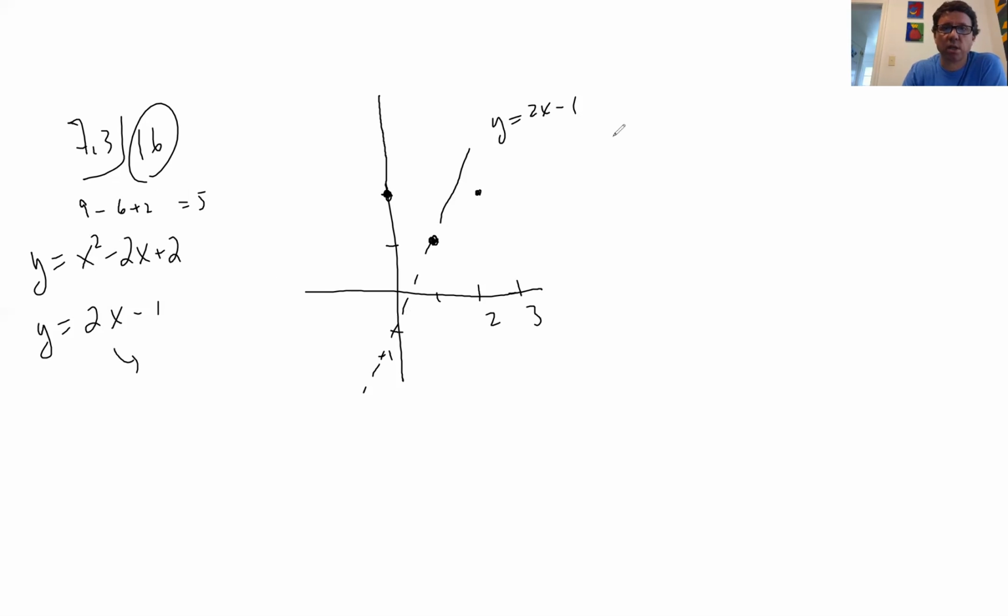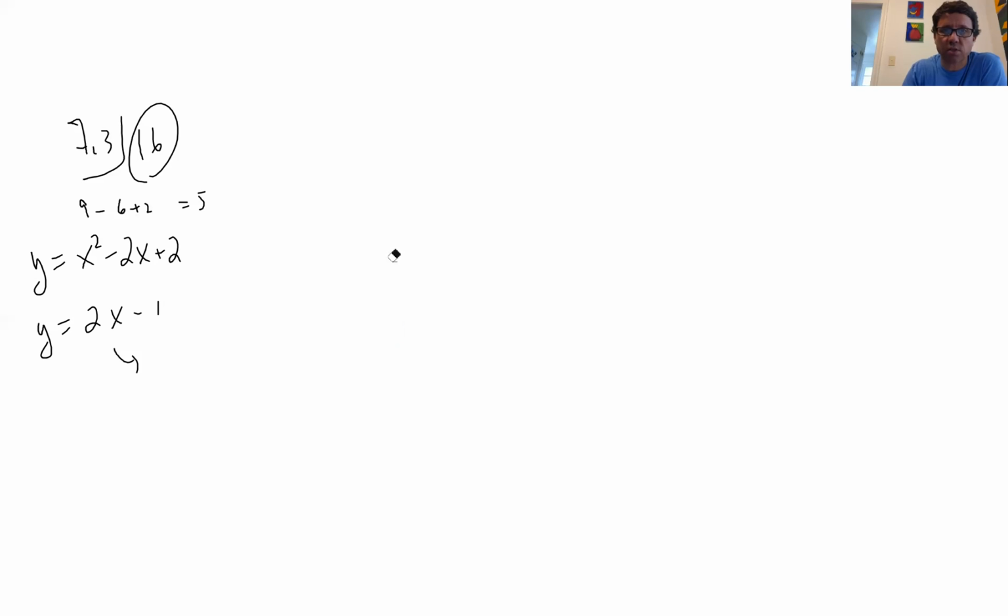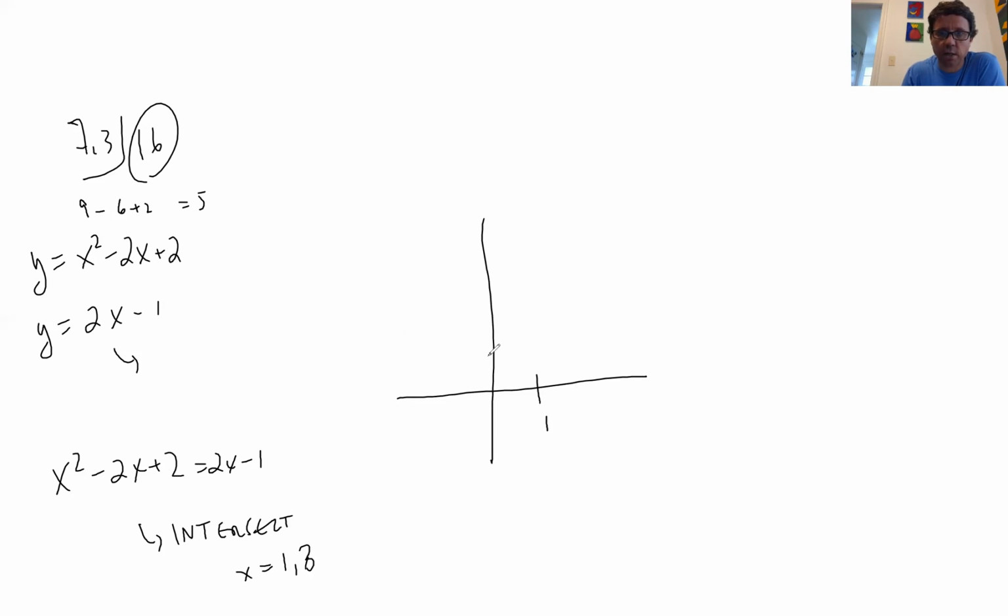So maybe I should have just, let me get rid of all this because I did a bad job of drawing my picture. Maybe I should have done that first. If you said x squared minus 2x plus 2 equal to 2x minus 1, you figure out that the intersection points are at x equals 1 and x equals 3. Okay, that would have been better. So I'm at 1, 1, and at 3, 5, then I get this. If the line is on the top and the parabola is down below, so we're talking about that region there.